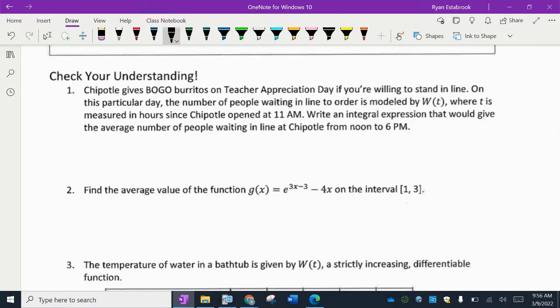Number one, Chipotle gives buy one, get one burritos on Teacher Appreciation Day if you're willing to stand in line. On this particular day, the number of people waiting in line to order is modeled by W of T, where T is measured in hours since Chipotle opened at 11 a.m. Write an integral expression that would give the average number of people waiting in line at Chipotle from noon to 6 p.m.